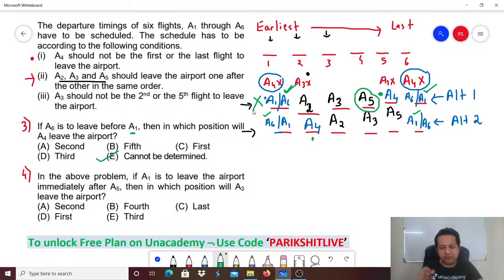Let's look at alternative 2. A1 has to leave immediately after A5. It means A5 is here, second last. So A1 got to be the last one. In that case, A6 will be the first one.